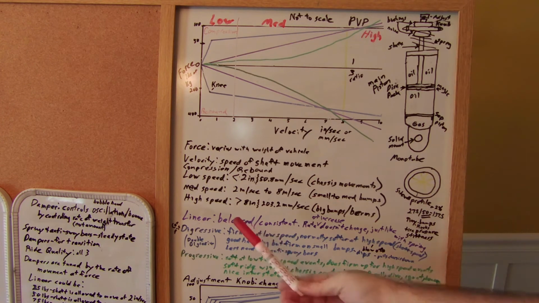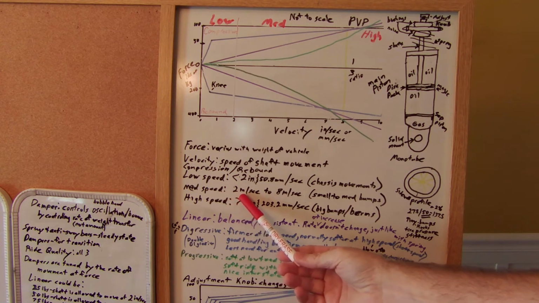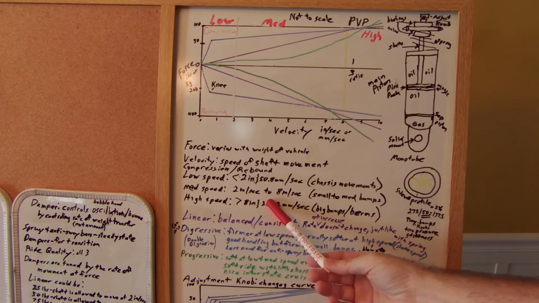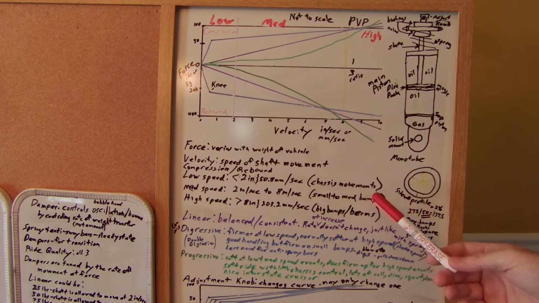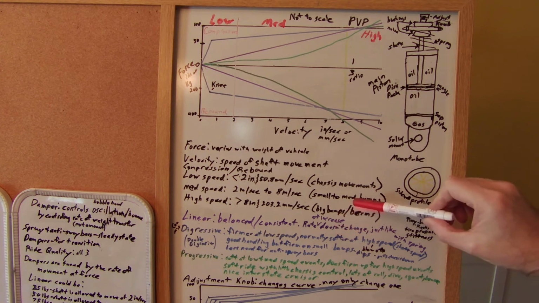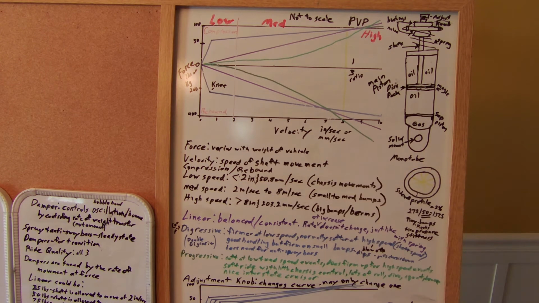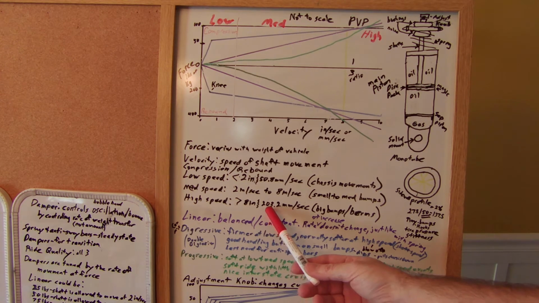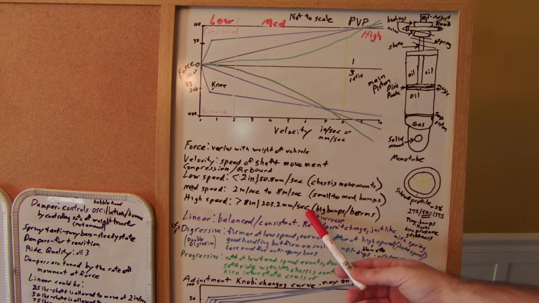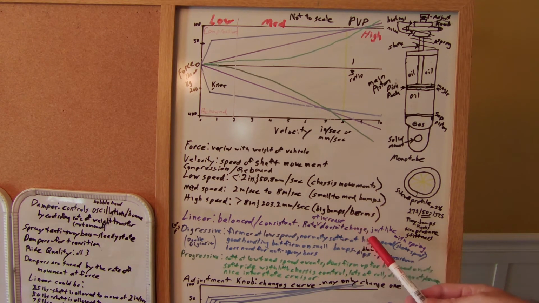Medium speed is 2 inches per second to 8 inches a second. These are small to medium bumps. Now some will group medium and high speed into one and just call it high speed. That's fine. But high speed is actually 8 inches or 203.2 millimeters a second, and that's for your big bumps, your berms, that type of thing.